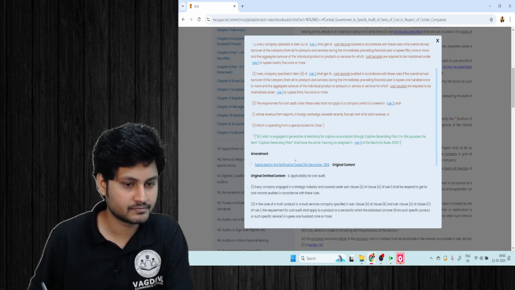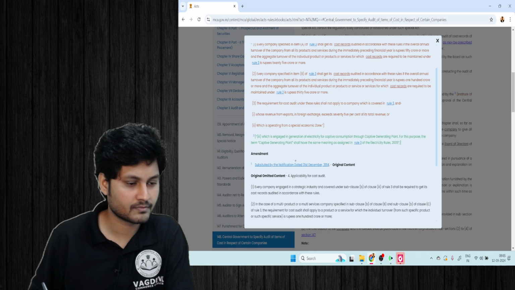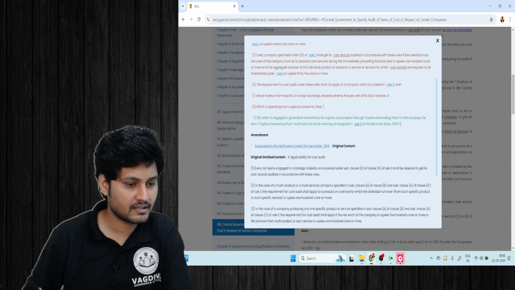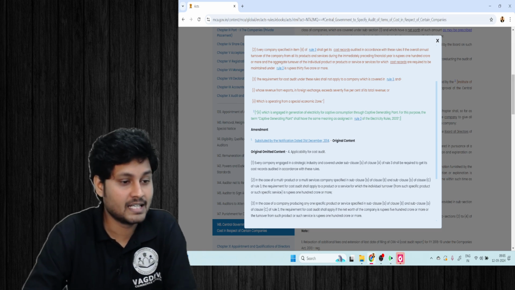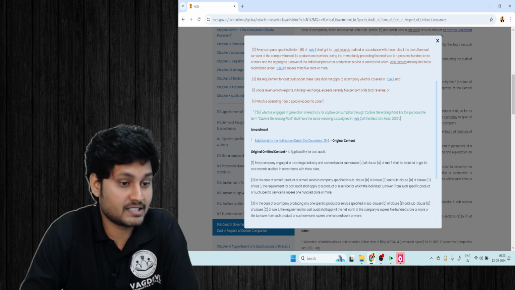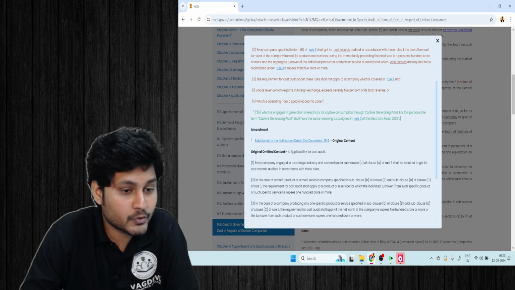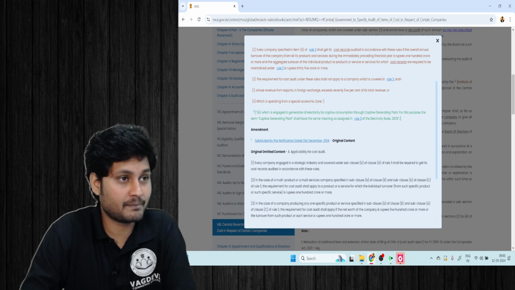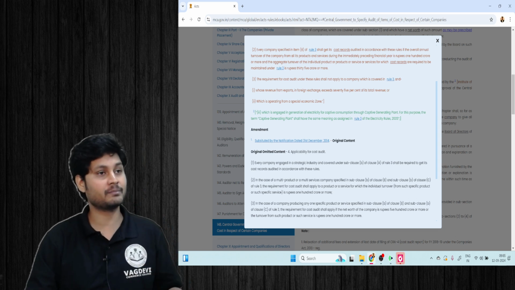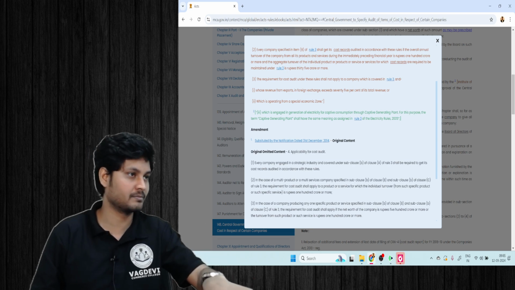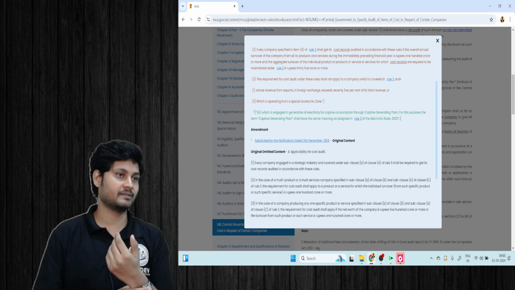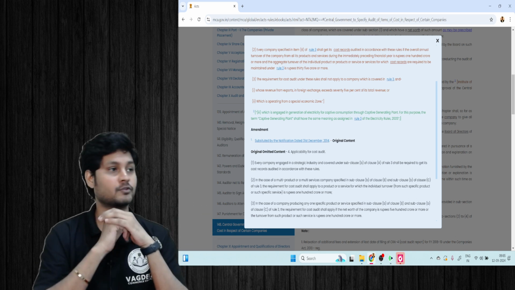See, there are another 3 points. Sub rule number 3 I'm reading. The requirement of the cost audit under these rules shall not apply to a company which is covered in rule number 3. There is a company which is covered in rule number 3, and rule number 4 turnover limits are also applicable for that company. However, cost audit is not applicable because it is specifically excluded.